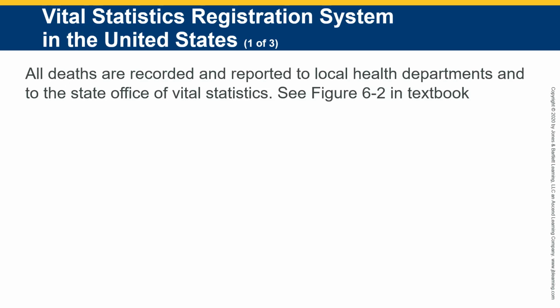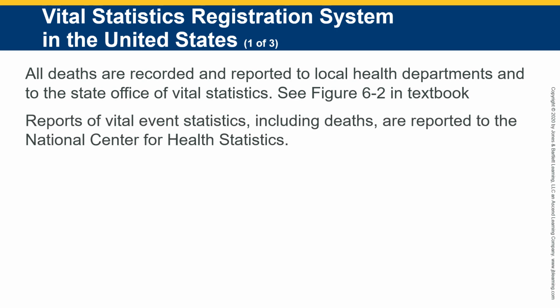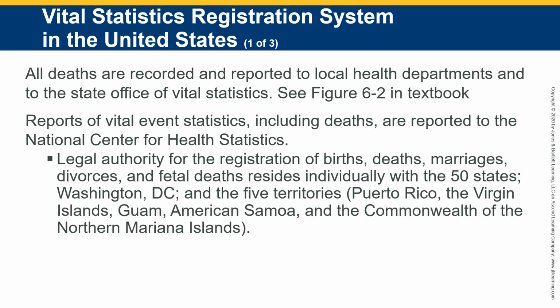All deaths are recorded and reported to the local health department, and reports of vital event statistics like deaths are reported to the National Center for Health Statistics. And legal authority for the registration of births, deaths, marriages, divorces, and fetal deaths resides individually with the 50 states, Washington, D.C., and the 5 territories. They're separate.